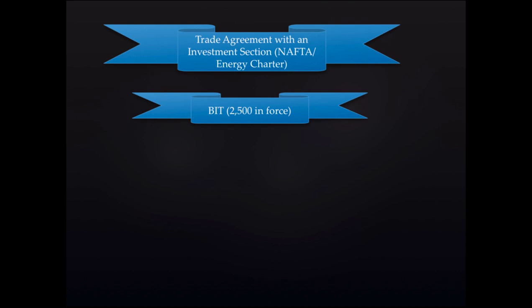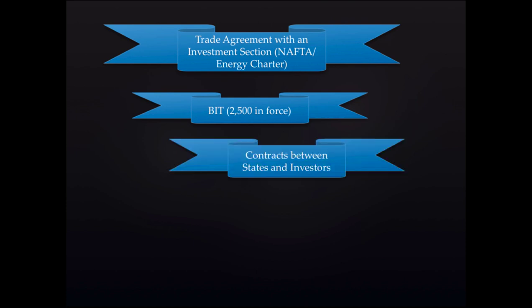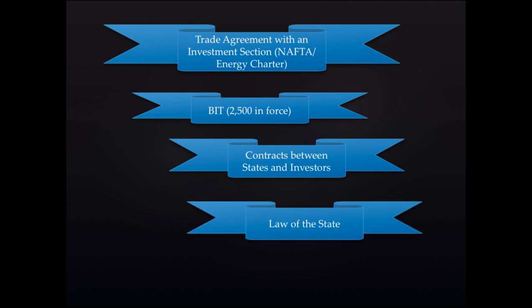But also the rights could be contained in the contracts signed by states and investors. States could give their rights and access to foreign arbitral tribunals to the investors in concession agreements, for example. Also, states could give the same rights and jurisdiction to international tribunals through the laws of the state, let's say a foreign investment law passed by the state.